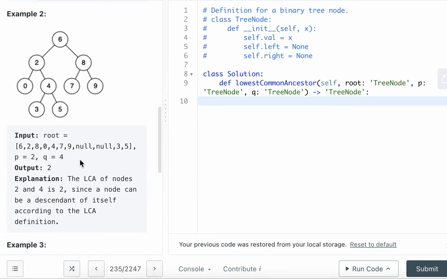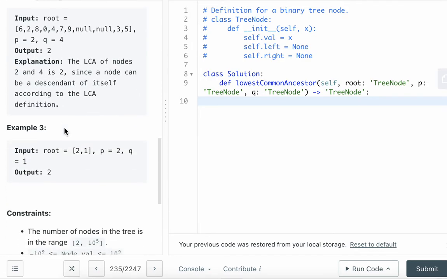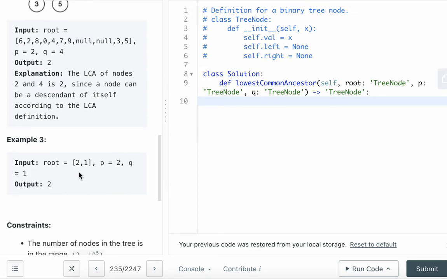And there's another example here. P equals 2, Q equals 4. In this case, their lowest common ancestor is 2, because 2 can be a descendant of itself according to the LCA definition. The next example is root equals 2, and then there's a child node 1. So 2 is here, 1 is here. P equals 2, Q equals 1, and the output is 2 because 2 is itself. It can be a descendant of itself according to the LCA.